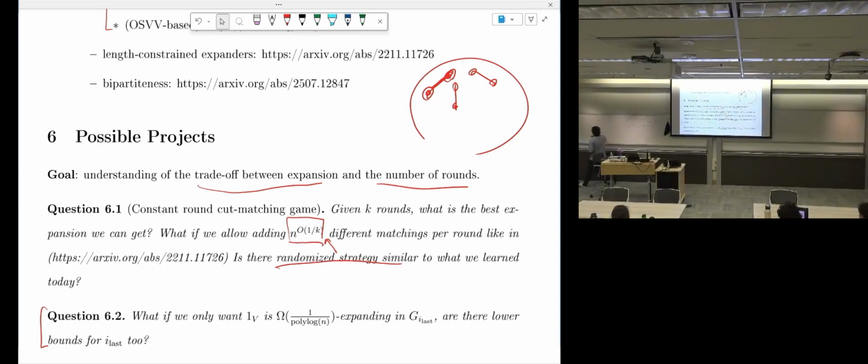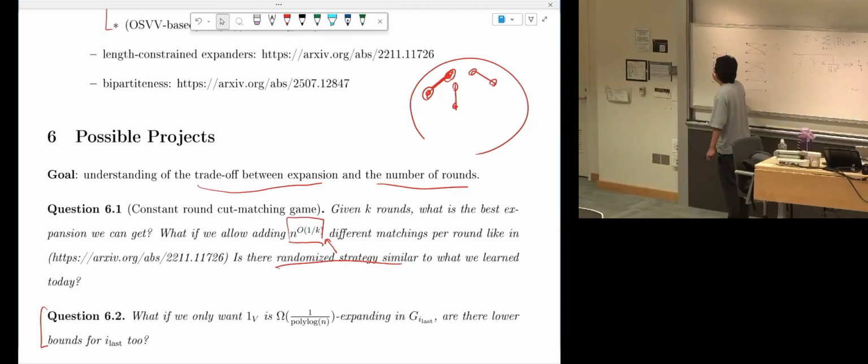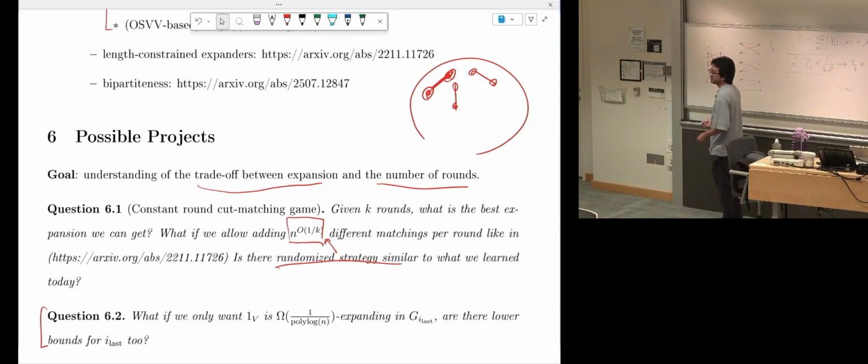But I just imagine that if my current graph is just a bunch of matchings like this, then the only cut that makes sense is just to choose this thing and this thing. And then the matching player can just reduce the number of my components by half. So it seems like log n rounds is needed just to make the graph connected. But yeah.